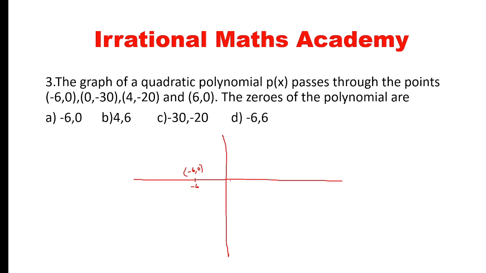4 comma 6. Somewhere I will write here, 4 comma 6 somewhere here. So it is 4 comma 6. Next.